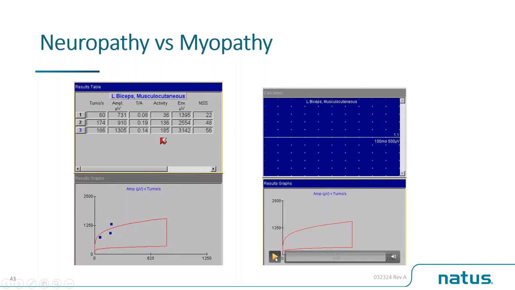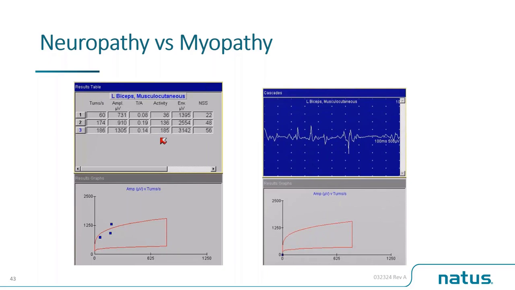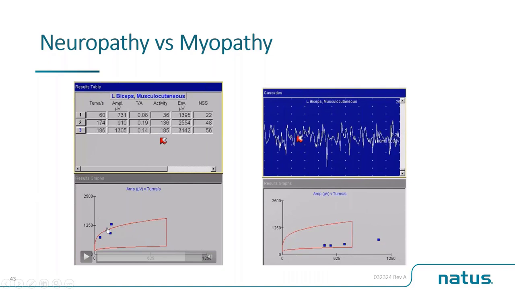Once again, we start at slight contraction, record, more, record, almost maximum, and maximum. Okay. You can see the different pattern. In neurogenic, it is on the top left. In myopathy, it is in the bottom side. So this contrasting pattern is very useful to differentiate neuropathy from myopathy using this method. And again, this can take less than just a minute or two.